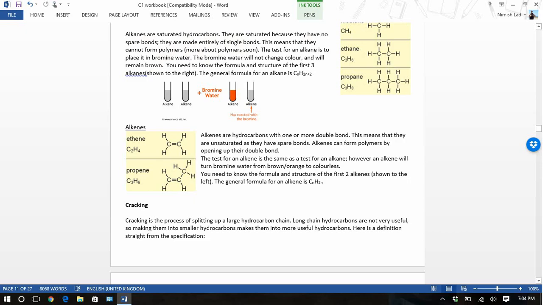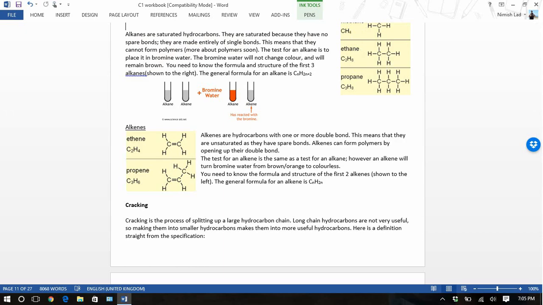You need to know how to test for these. So to test for an alkane, use bromine water. It will not change colour. It will start brown and it will end brown. Okay, so that's what will happen. Once you add bromine water, it will come in brown and it will stay brown.